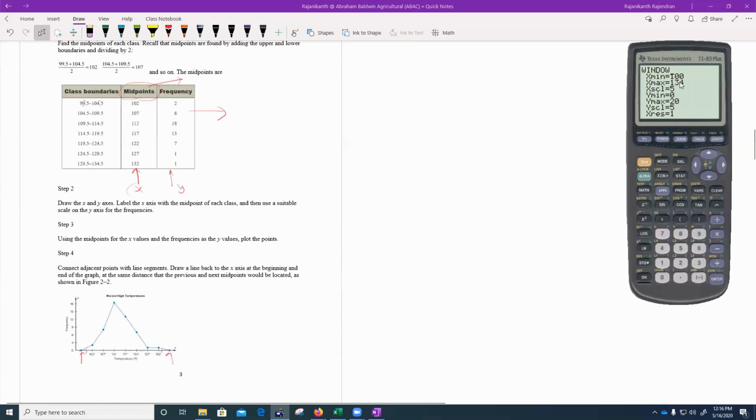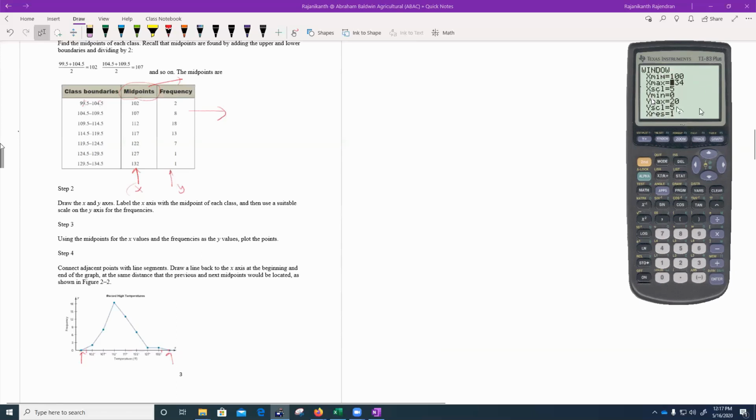So if you want to, you could choose any number. Okay, so I'm choosing here 134, and the x scale I'm fixing as 5 because my class width is 5, so I'm choosing x scale as my class width. And y is my frequency value. My smallest value is 1, but I'm starting from 0, and I'm keeping my y max, frequency max, as 20. And y scale I'm keeping as 5, and x res I'm keeping the default value, which is 1. So first of all, you need to set the window according to your data values.